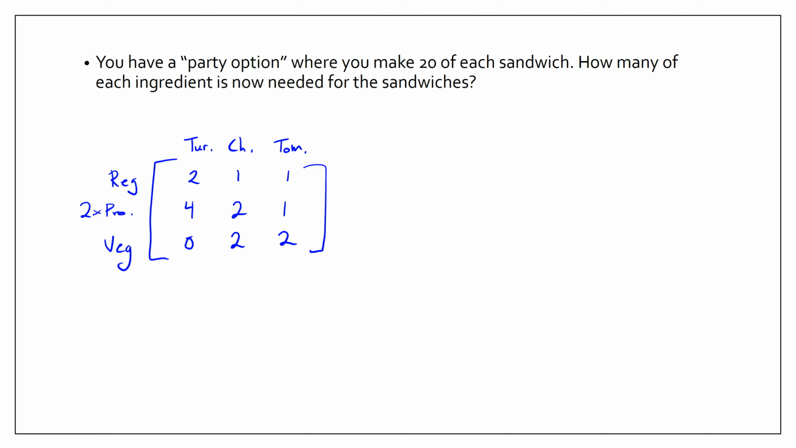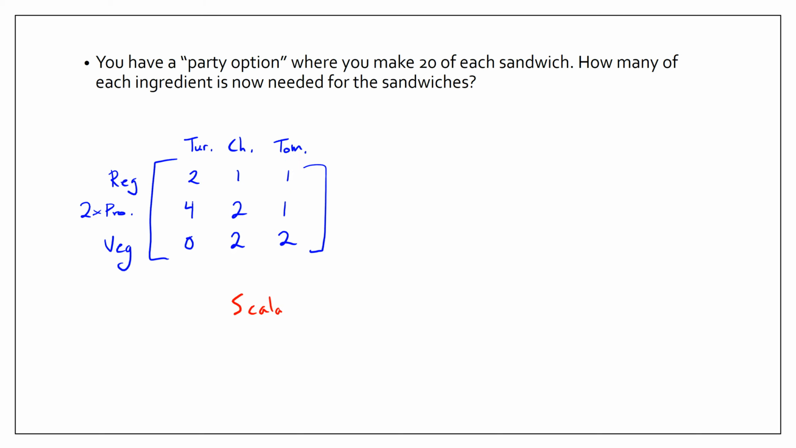Okay, for the regular sandwich, if I have 20 of them, wouldn't I just multiply this 2 slices of turkey times 20? And wouldn't I just multiply this 1 piece of cheese times 20? And then multiply this 1 tomato times 20, because I'm making 20 sandwiches, right? And that's exactly how what is called scalar multiplication with matrices works.